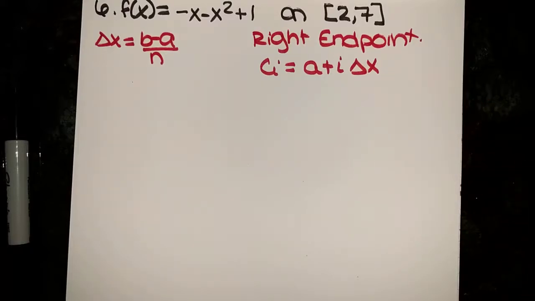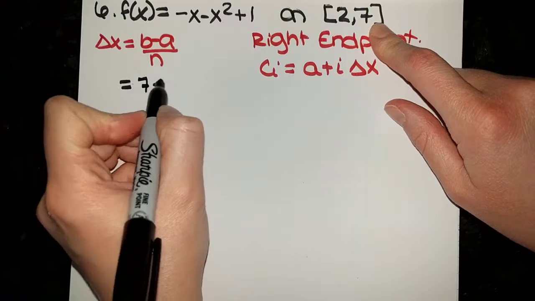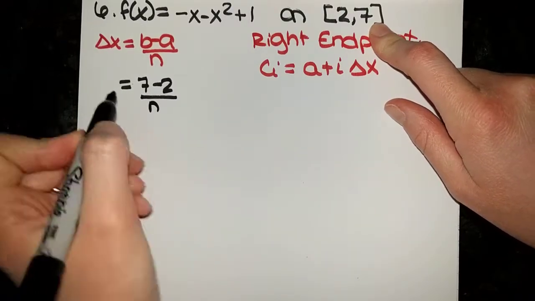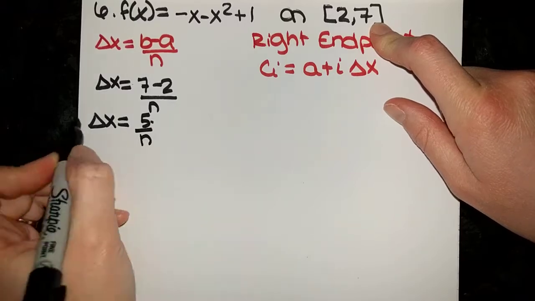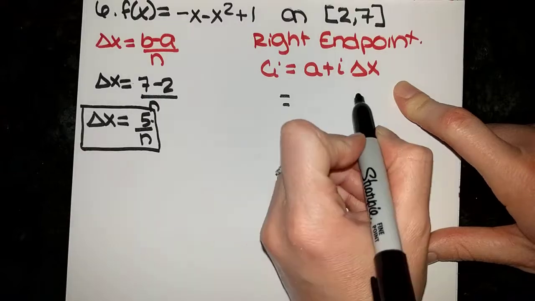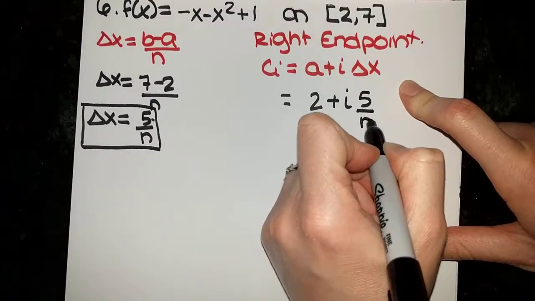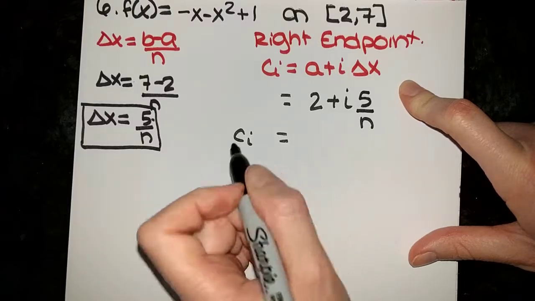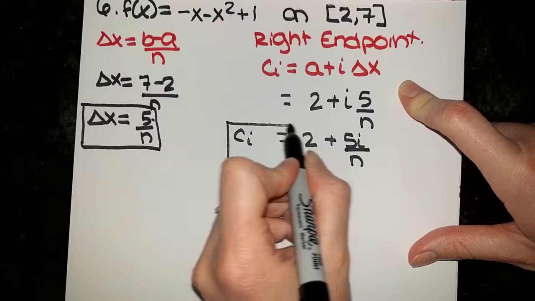Question is going to be lots of fun. All right, so our b minus a is going to be 7 minus 2 over n as our delta x. So delta x is going to be 5 over n. Now, plugging that in for our right endpoint, we're going to have a, which is 2, plus i times our delta x, 5 over n. So our ci is looking like 2 plus 5i over n.